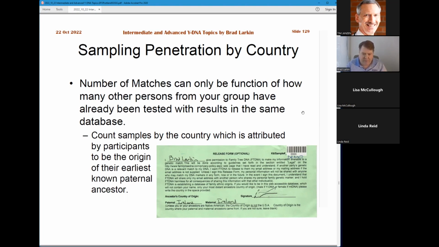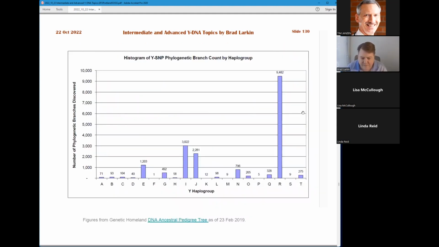And so that led me to an analysis about sampling penetration by country. The number of matches we have can be a function of how many other persons from your group have been tested. So what I tried to do was count samples by the country attributed to origin, and then plot that. So this is, again, a histogram of the Y major haplogroup count at FTDNA. I shouldn't say that. This is a branch count, which is going to be roughly proportional, but this is the branch count as of 2009.